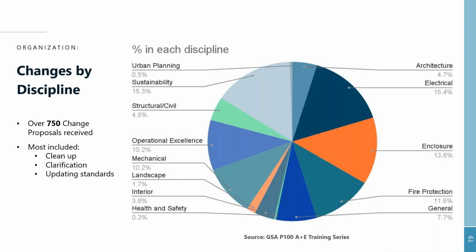So I talked about the change proposals. GSA received over 750 change proposals, and most of them were in the cleanup, clarification, or updating standards. But this chart really gives you a perspective of where the comments were coming from, what categories. And sustainability and electrical really are at the top. And I think that gets into some of the topics we're going to discuss, which is electrification and, honestly, the sustainability chapter and the organization of it.